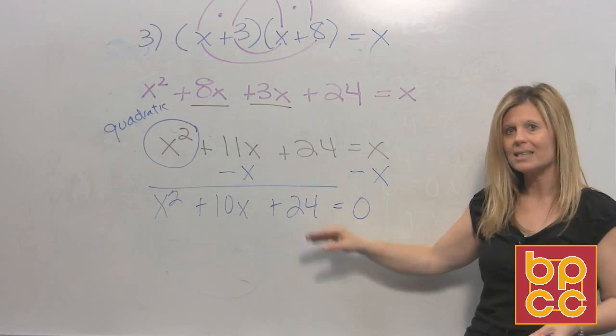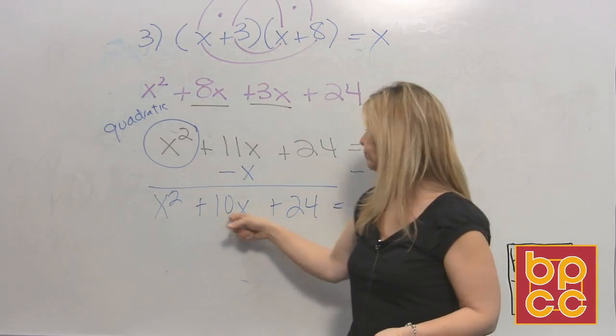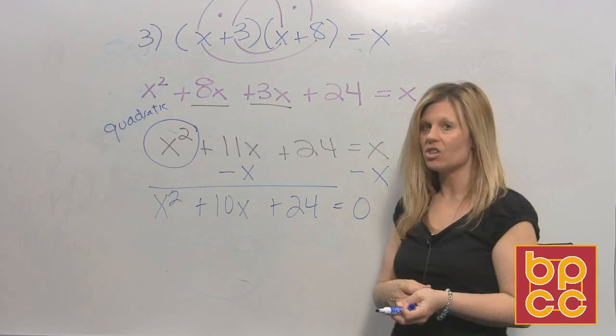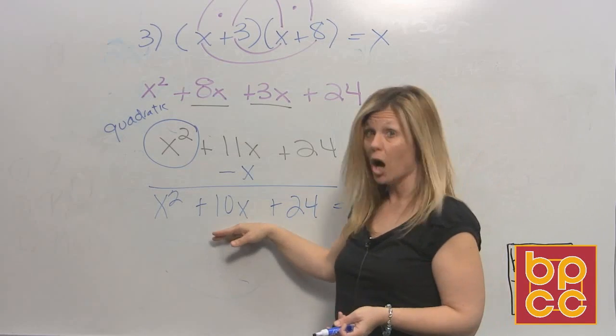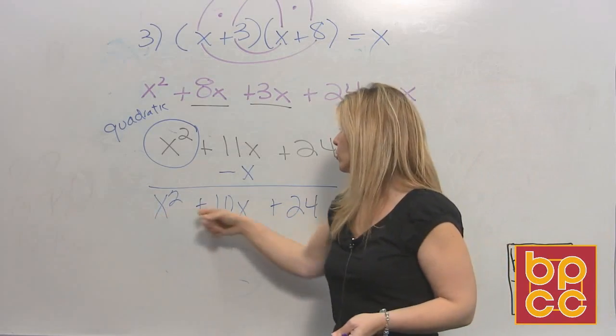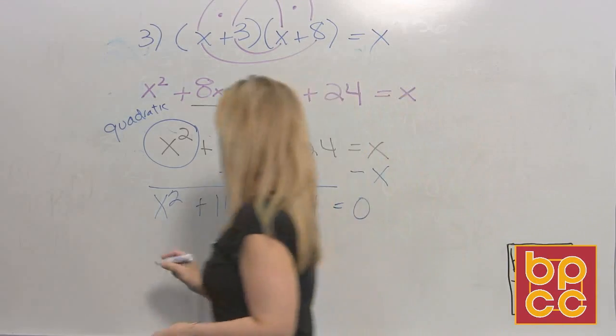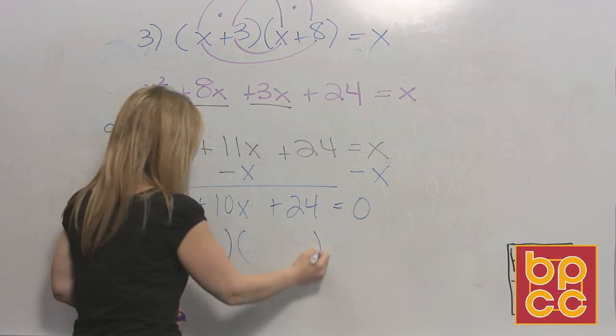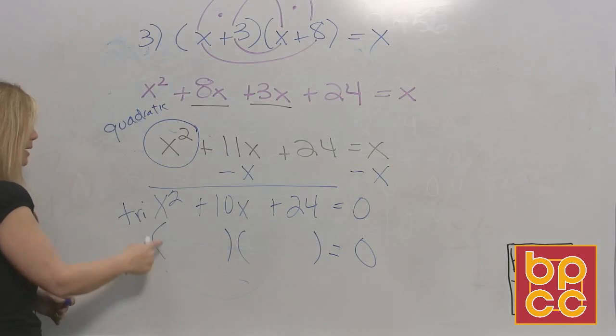Well, which rule is it? Is it GCF? Nope. All three terms don't have anything in common. Is it difference of perfect squares? No, it's not a binomial. How many terms are here? 1, 2, 3. This must be our trinomial rule of factoring. So we put two parentheses, and we think backwards.